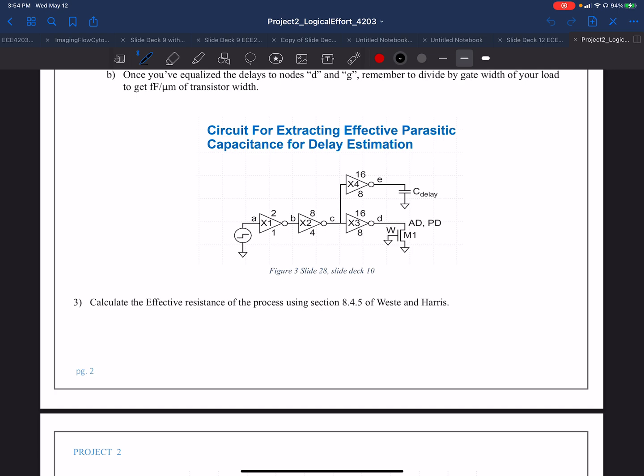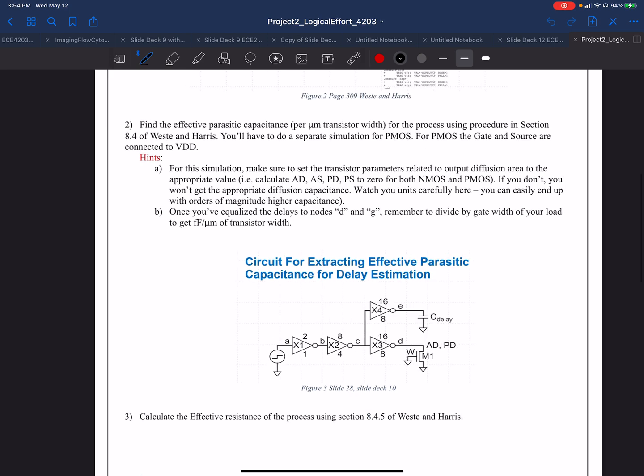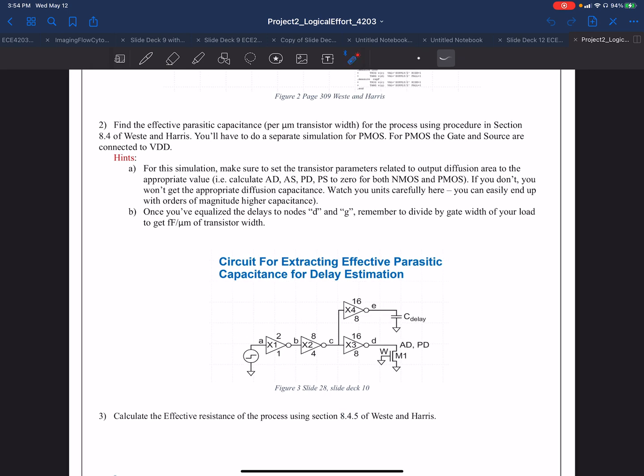The first one is for part 2. How do you pick the right sizing for this NMOS? Remember, we're trying to get this drain capacitance per unit width. So the first question is, how do you pick the sizing for this design device M1?